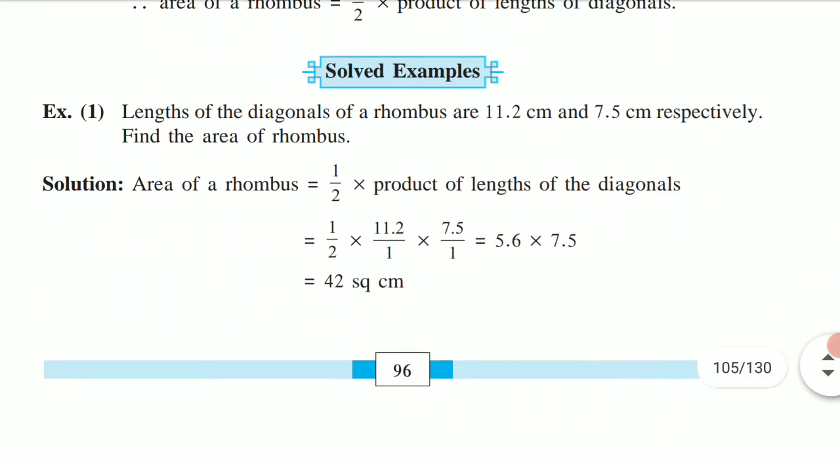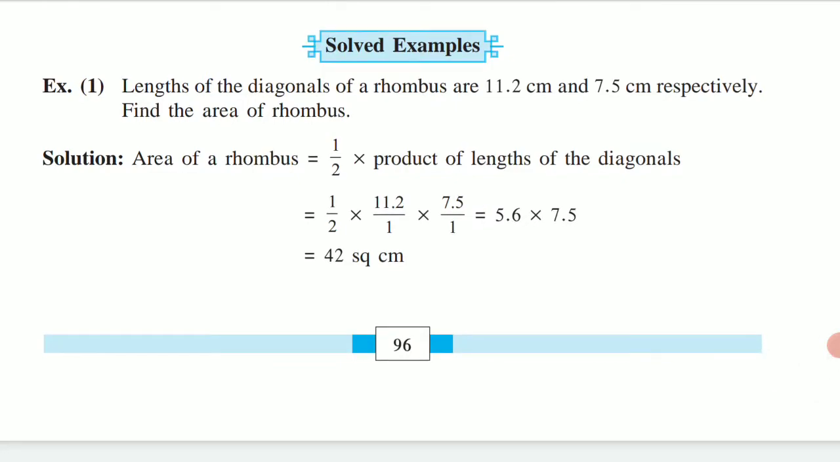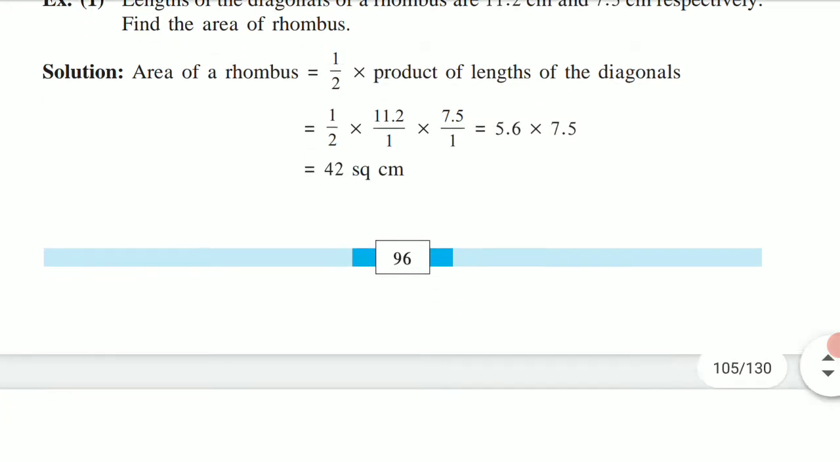Some solved examples based on this formula. First, lengths of the diagonals of a rhombus are 11.2 centimeter and 7.5 centimeter respectively. Find the area of rhombus. Area of rhombus is equal to 1 upon 2 into product of lengths of diagonals. Here, two diagonals are given. Therefore, put the values: 1 upon 2 into 11.2 into 7.5. If we solve it, we get 42 square centimeter is the area of the rhombus.